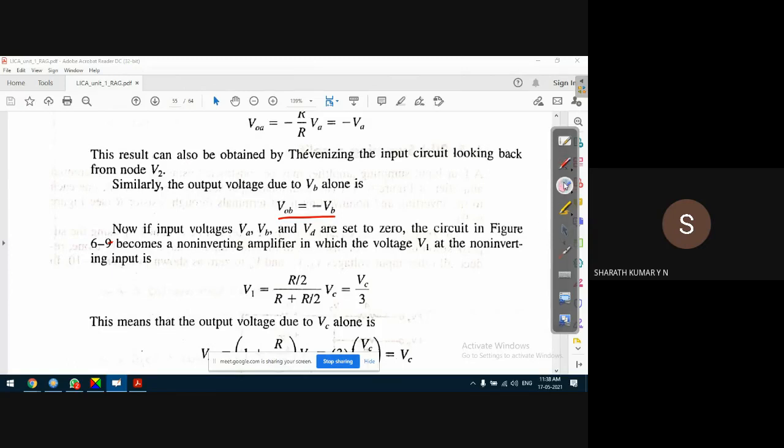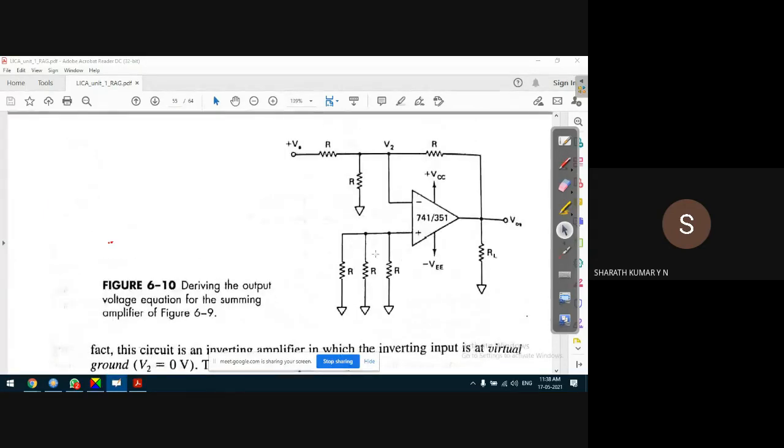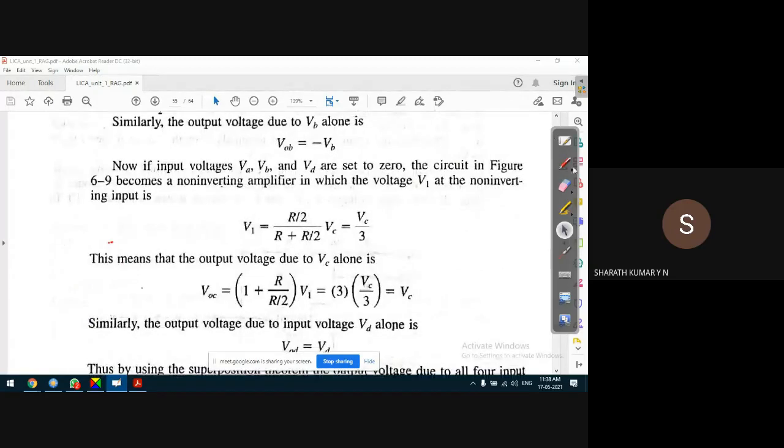Next, guys, similarly we can find the output voltage at V1. Now if input voltages VA, VB, and VD are set to 0, the circuit becomes a non-inverting amplifier. That is, if you apply only VC, and all other three voltages are 0, it is a non-inverting amplifier because we are applying voltage only to VC. Other terminals are 0.